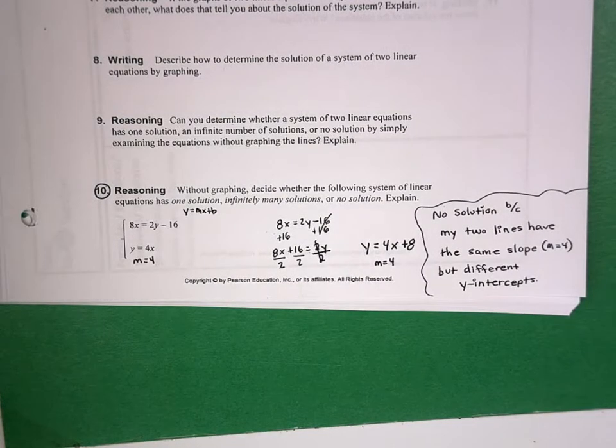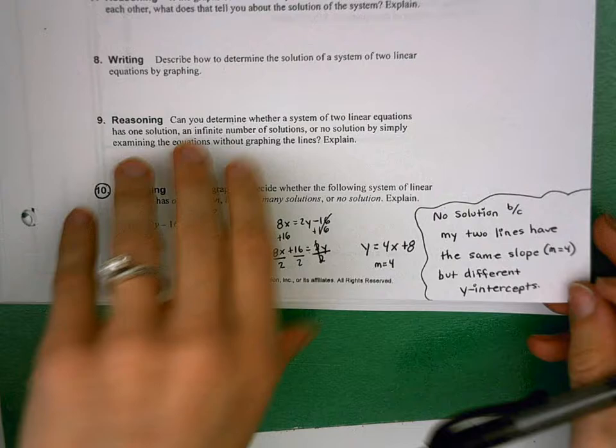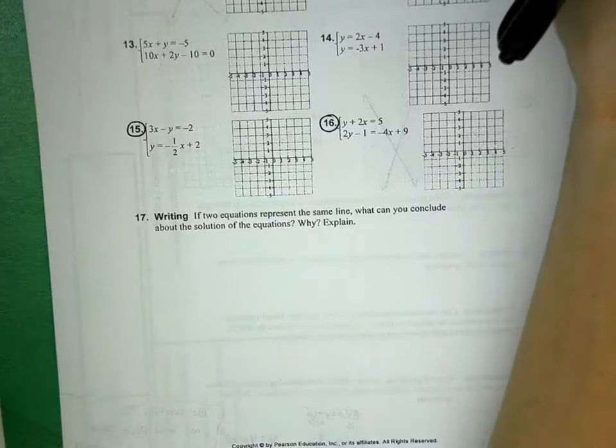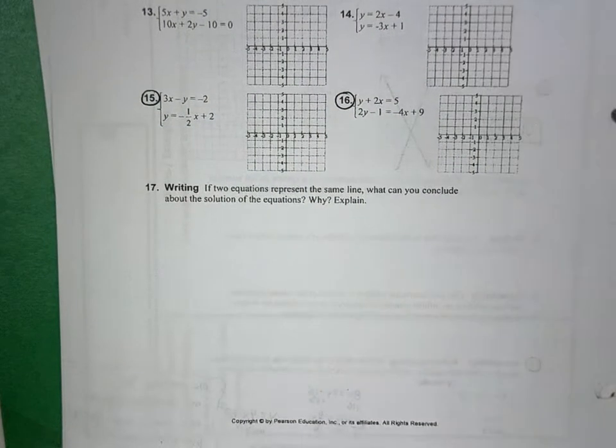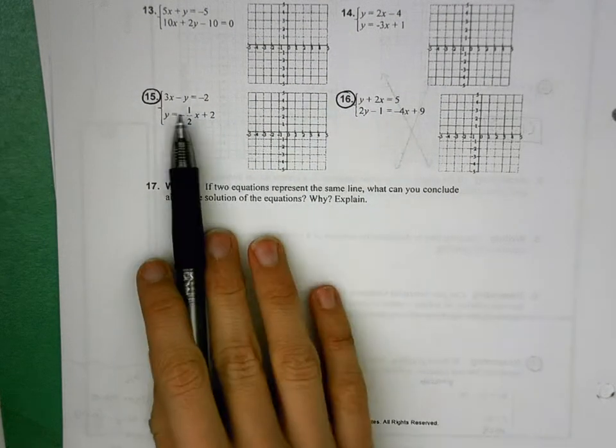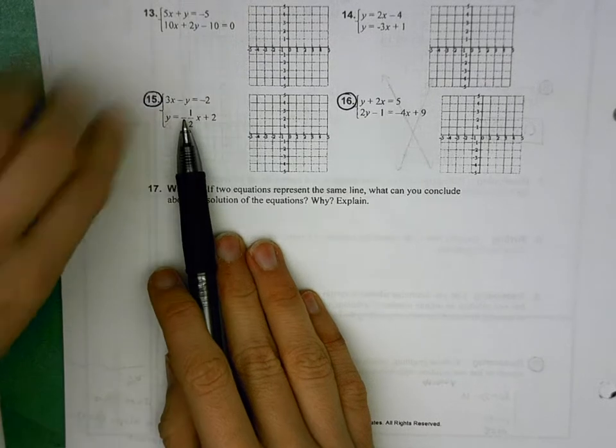Okay. Let's go ahead and do two more. Back to graphing. Numbers 15 and 16. Okay, number 15, we have a standard and a slope-intercept. So you can graph them in either order. I'm going to go ahead and graph my standard first.